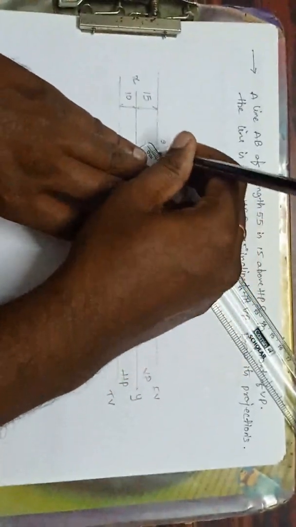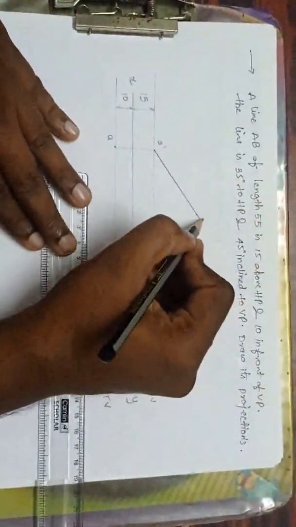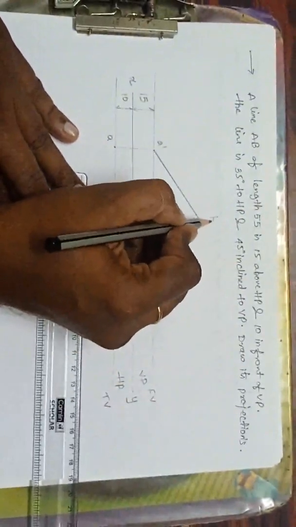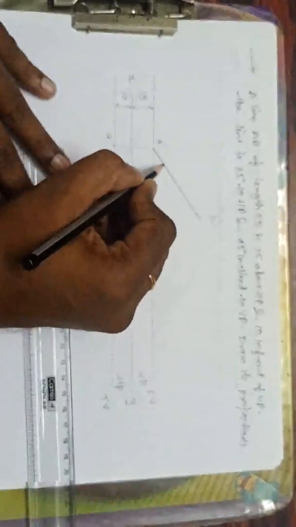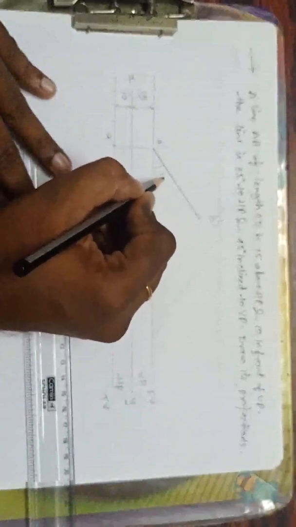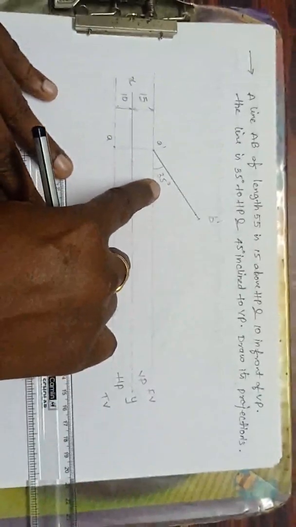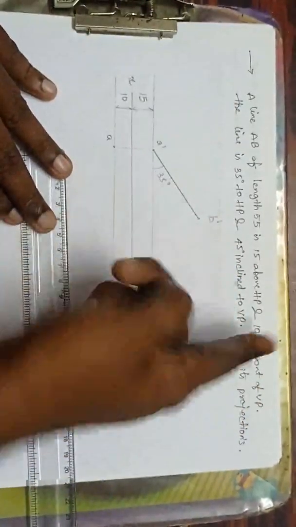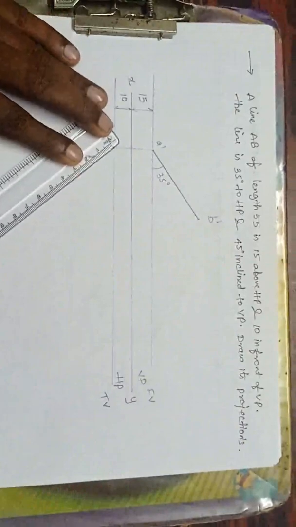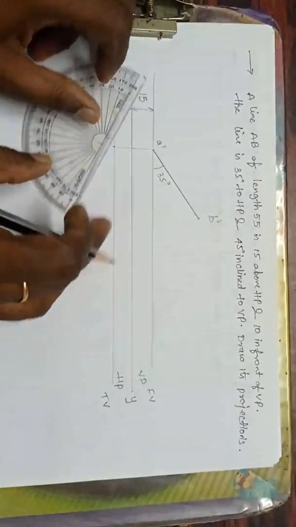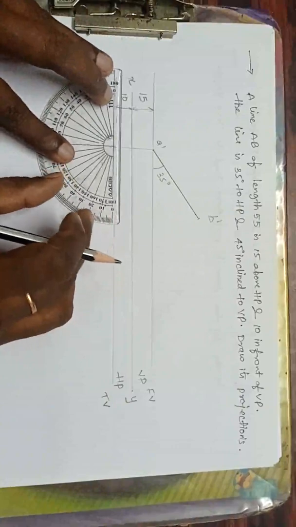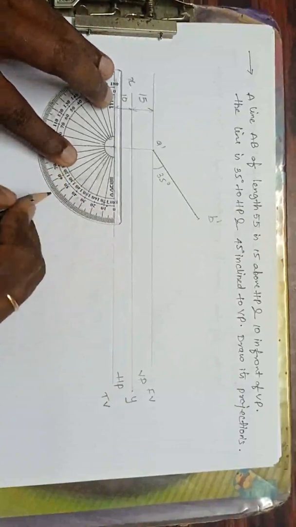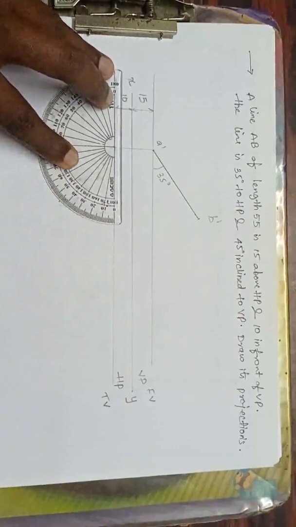Length of the line how much? 55. See here, this is 55. So this original length should be dark. Always original length should be dark. So this is B dash. The angle is 35 degrees to the HP, and I am drawing it in the VP. Next, he said 45 inclined to the VP. So I have to draw in the HP. First, I will draw the angle. How much he said? 45 degrees. Mark 45 degrees here.